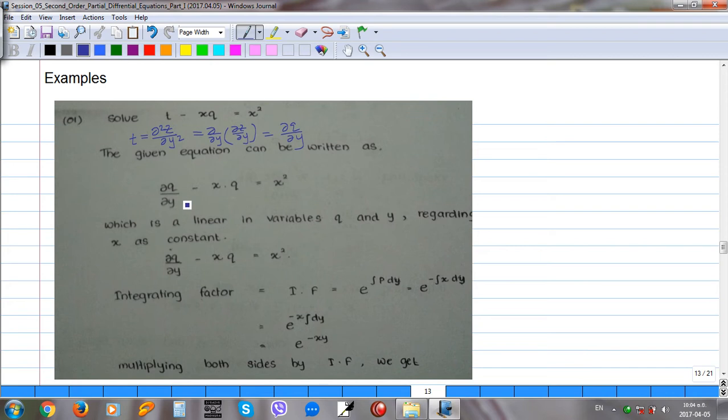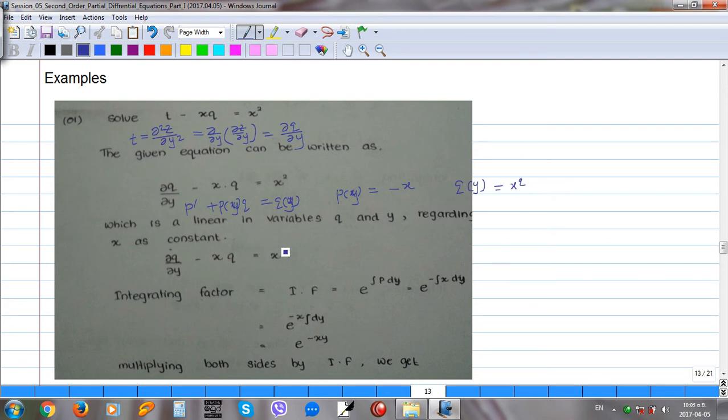So now what you can see, this is a linear equation of the form. What is the form of the linear equation? q dash plus P of y times q equals Q of y, where P of y here is equal to minus x, right? P of y is minus x, and Q of y is equal to x squared.